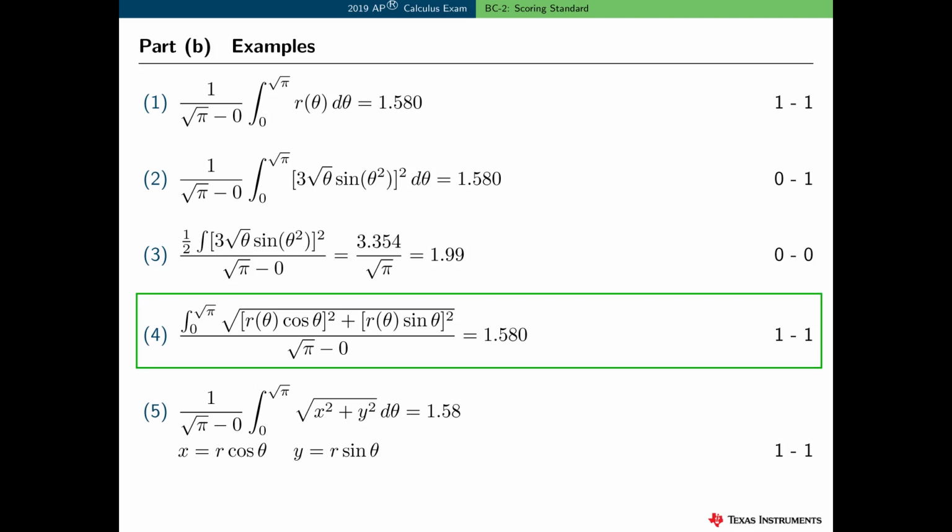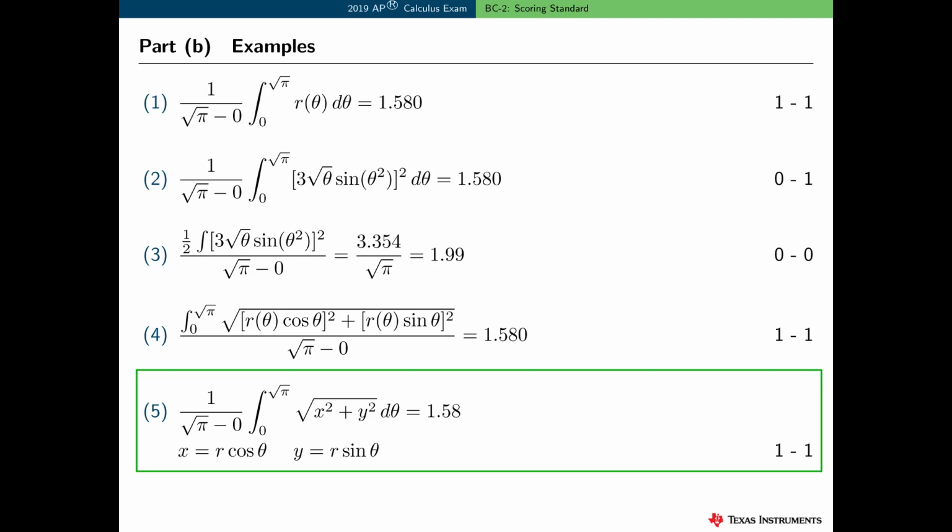In example 4, the distance formula is used with the expressions for x and y in terms of r and theta. Everything is correct here. This earns 1, 1. In example 5, the student is also using the distance formula, but has to tell us how x and y are defined. And this is not a general formula because r is defined in the problem. So this also earns 1, 1.